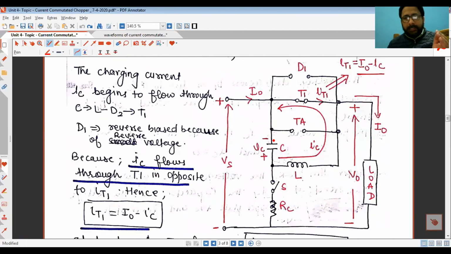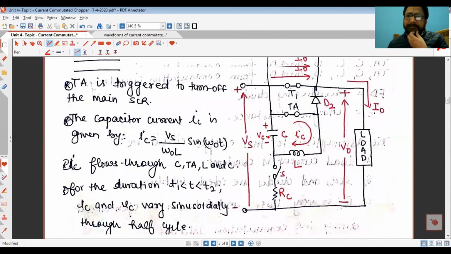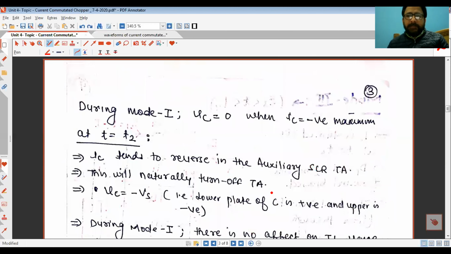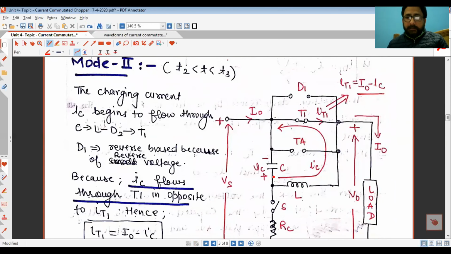Now, at the end of mode 1, TA becomes commutated. So it is naturally commutated, it will turn off. Now see, the capacitor is charged with the polarity plus and minus, which we were discussing earlier, that when this keeps rotating, it will charge the capacitor negatively again. So that is what we have to understand in mode 2. Now the capacitor is charged with lower plate positive and upper plate negative. This thing will turn on this particular diode, because this inductor will become positive here and this point will also become positive.